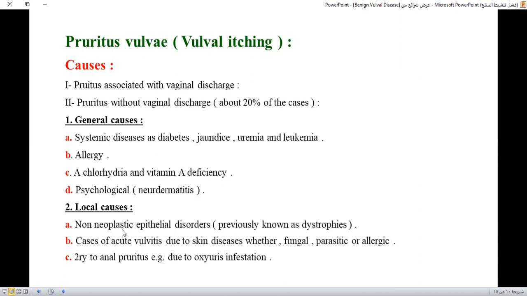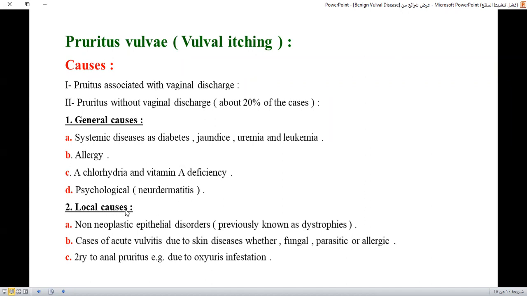Causes: general and local. General causes are systemic disease like diabetes, jaundice, uremia and leukemia, allergy, vitamin A deficiency, and chlorhydria, or psychological causes like neurodermatitis. Vulval itching may be associated with vaginal discharge or not. Without vaginal discharge, about 20% of cases. General causes: systemic disease such as diabetes, jaundice, uremia and leukemia; allergy, vitamin A deficiency, chlorhydria, or psychological neurodermatitis.